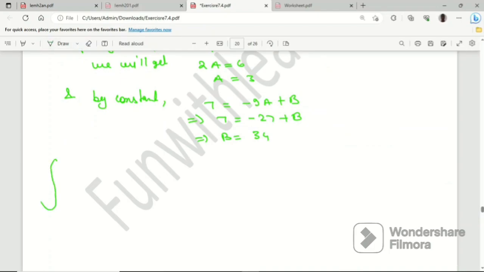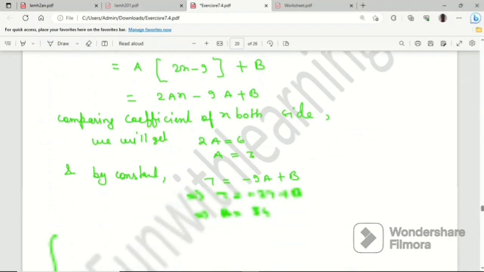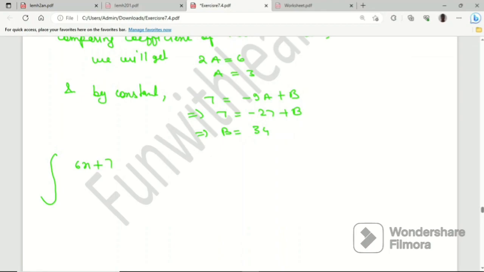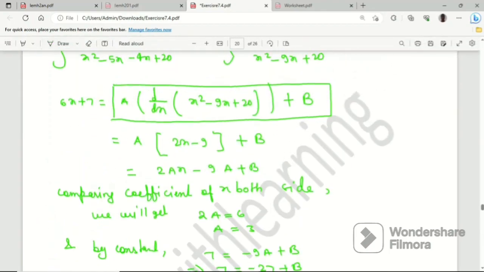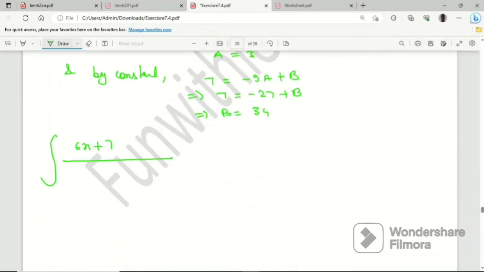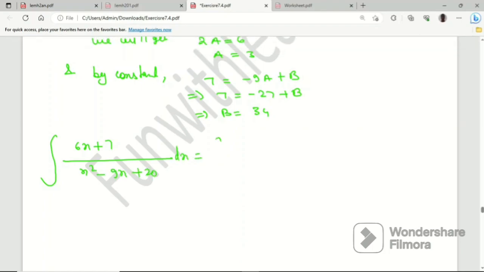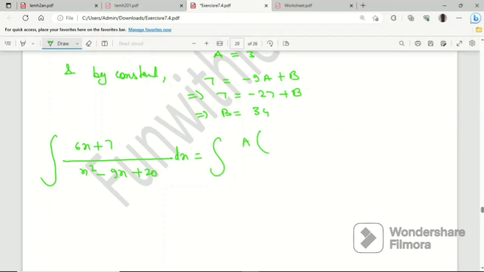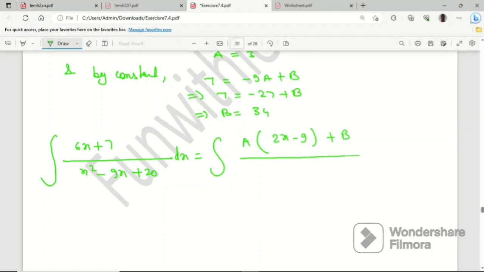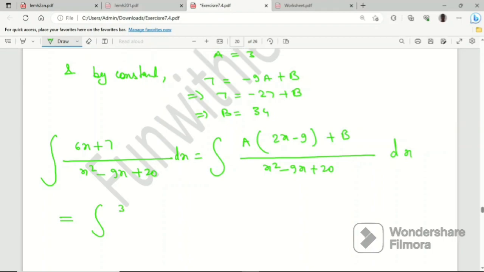So we had the integration of 6x plus 7 by x square minus 9x plus 20 dx. So now I can write a into the differential coefficient, so I can write 2x minus 9, plus b upon x square minus 9x plus 20. Now it is done almost. Just you will put the value of a was 3, 2x minus 9.